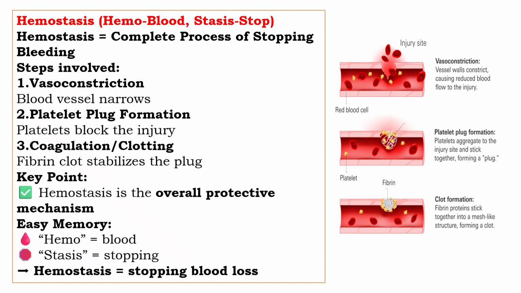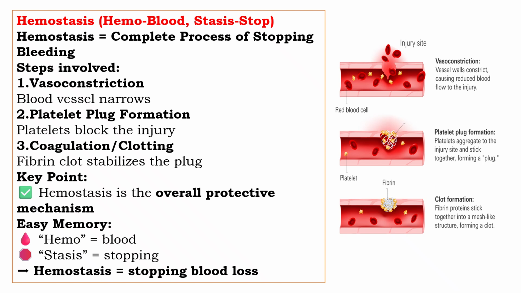Now, this process involves basically three major steps. The first one is vasoconstriction, the second one is platelet plug formation, third one is coagulation or clotting. So, the first one is vasoconstriction, in which the blood vessels at the site of injury narrow down. In the second step, the platelet plug will form, the aggregate will form like this. In the third step, the fibrin clot will stabilize the plug which was formed in the earlier stage. That is called coagulation or clotting, in which the actual blood clot will form.